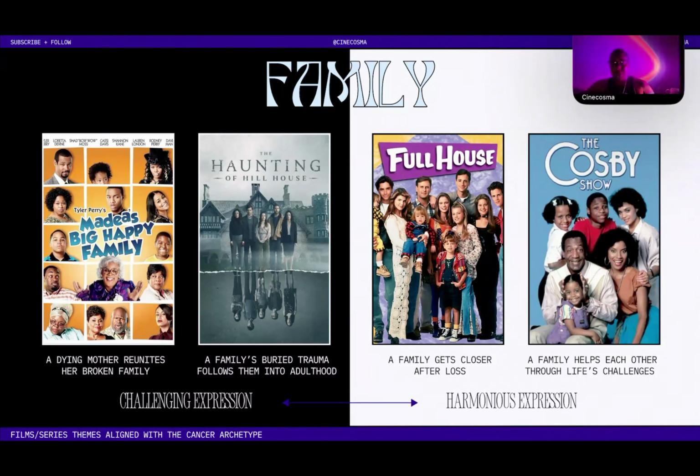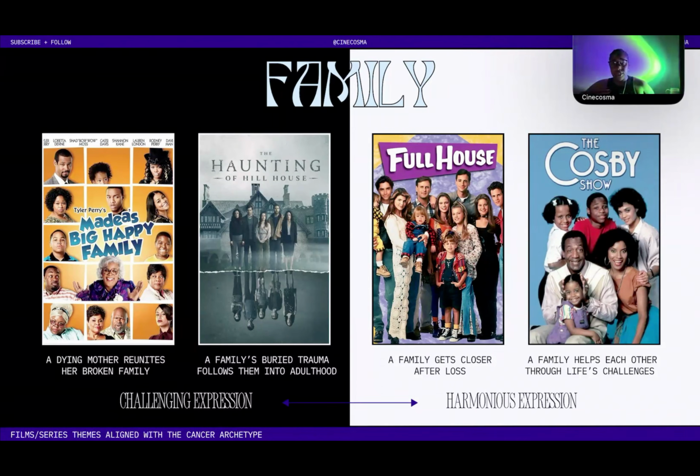But to summarize, Medea's Big Happy Family is essentially about a dying mother who reunites her broken family. So her family was already broken prior to her dying. In the movie she has cancer, so she's getting sick, but that right there is what ultimately brings her family together, right? I have seen Medea's Big Happy Family. I just don't remember how long it is.